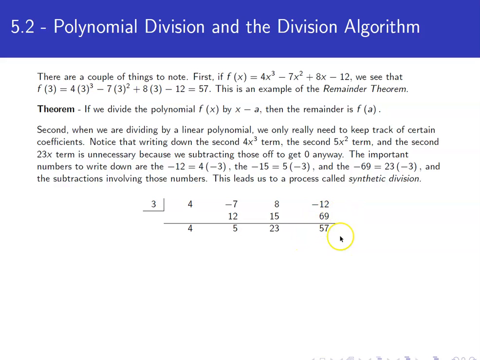So notice that the 57 again is that remainder term that we saw, but also notice the 4, the 5, and the 23. Those numbers are the coefficients in the quotient polynomial. So we started with the 4x cubed. When we divide by a linear term, that means we're definitely going to get a 4x squared. So we can write down that we have 4x squared plus 5x plus 23 as the quotient, and 57 is the remainder. You can write that right down from the synthetic division.